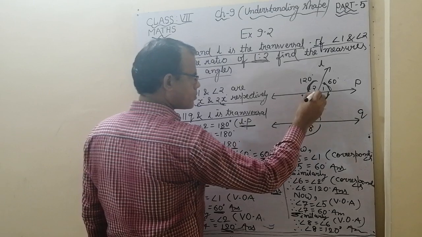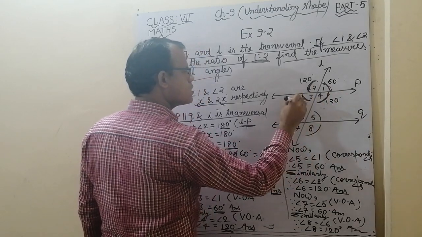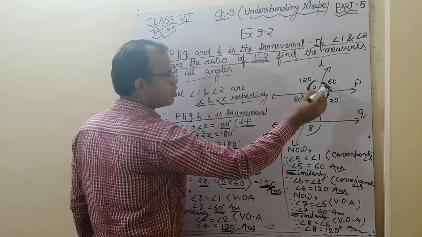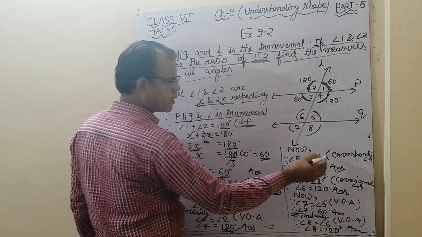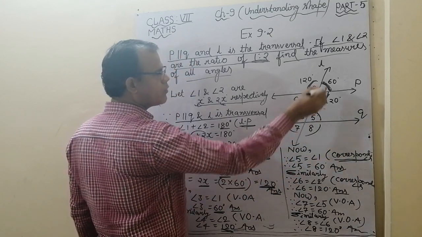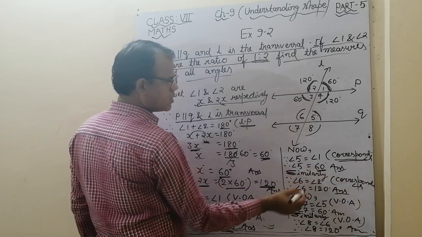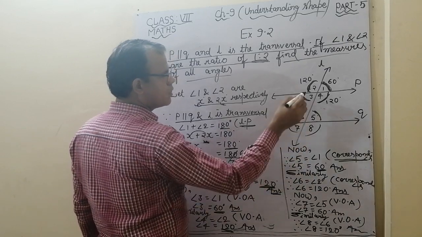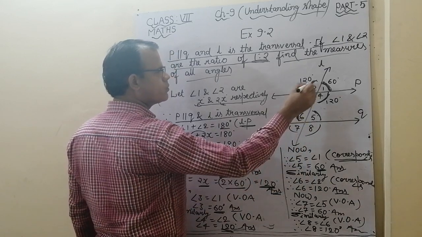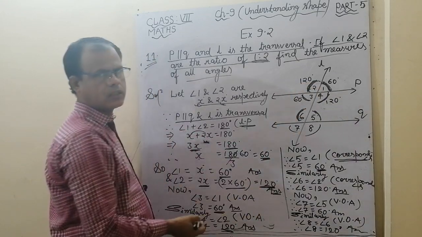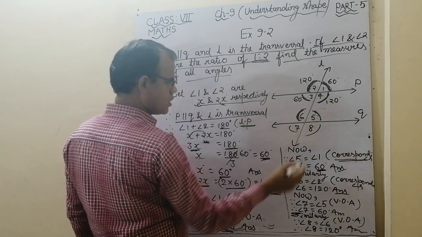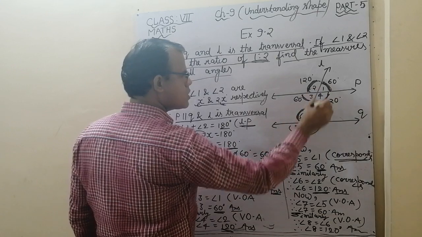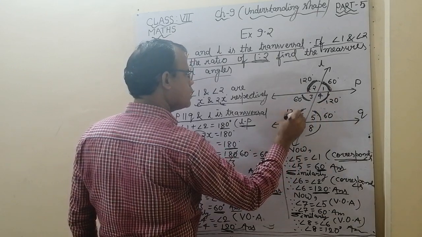Now look here. This is 120 degrees and this is 60 degrees. Now angle 5 equals angle 1. Why? Corresponding angles. So the value of angle 5 is 60 degrees. Next, similarly, angle 6 equals angle 2, corresponding angles. So angle 6 is 120 degrees. So this is 60 degrees and this is 120 degrees.